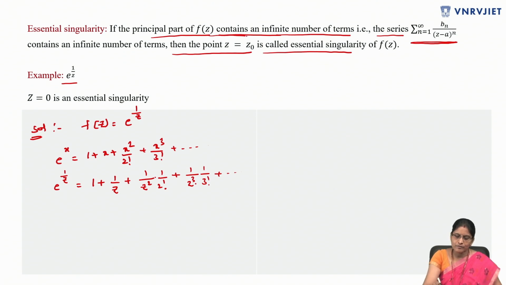So the principal part of f of z contains an infinite number of terms, when the function becomes infinity at z is equal to 0. Therefore, z is equal to 0 is an essential singularity. So the function containing an infinite number of terms means we have to take the point of z where we get the infinite value. But here at z is equal to 0, we get infinity. Therefore, z is equal to 0 is an essential singularity.